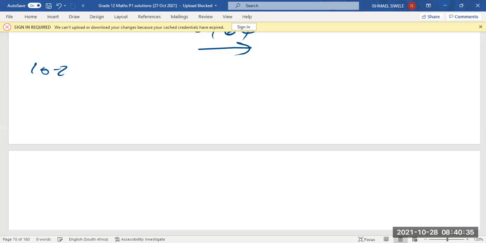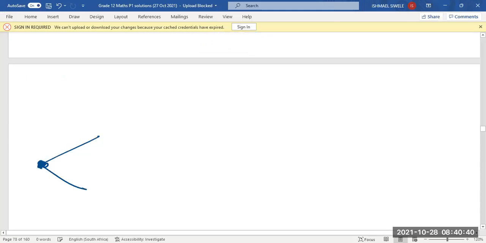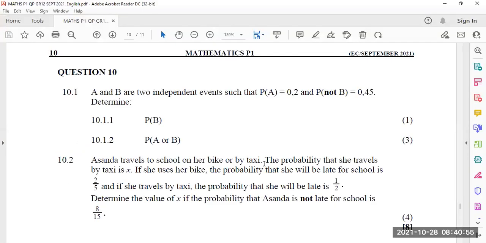So let me just start my scenario here. Okay, so they're talking about Asanda using a bike or using a taxi, right? So this is what we are being told there. Asanda travels to school on a bike or by taxi, right? The probability that she travels by taxi is X, okay?